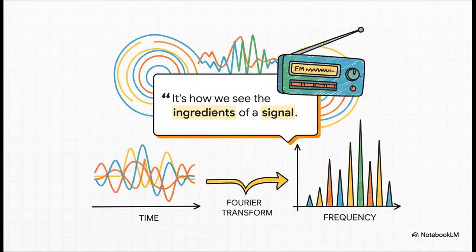And this is the perfect way to think about it. Every time you tune your car radio, you're doing a real-time Fourier analysis. You're telling the radio, hey, ignore everything else, I only want to hear the frequency at 98.7 FM. The Fourier transform lets us peek into this hidden dimension, the frequency domain, and it changes everything.